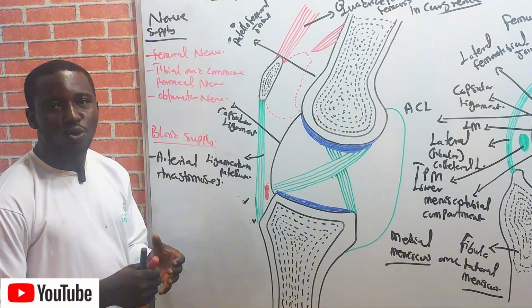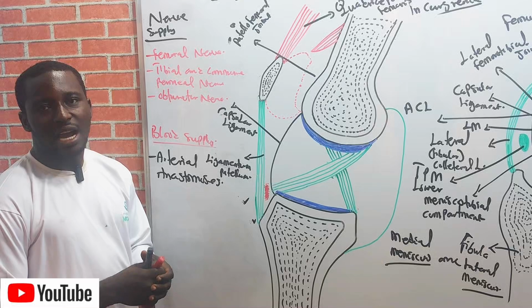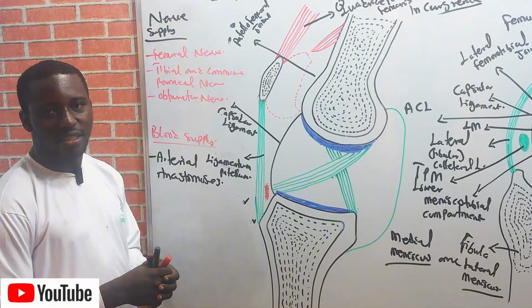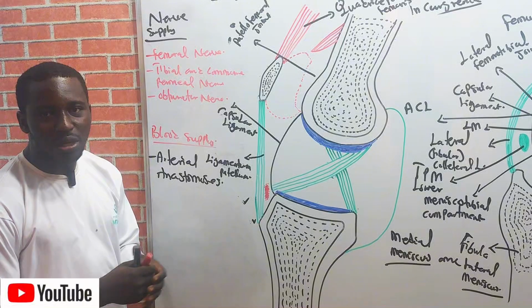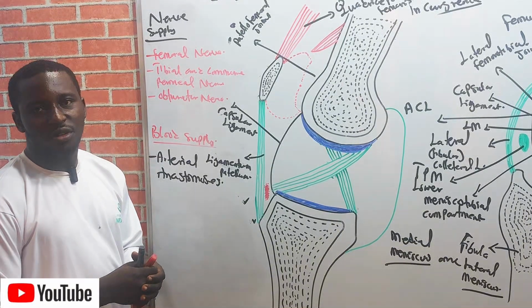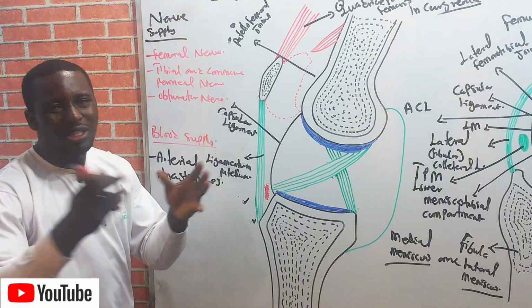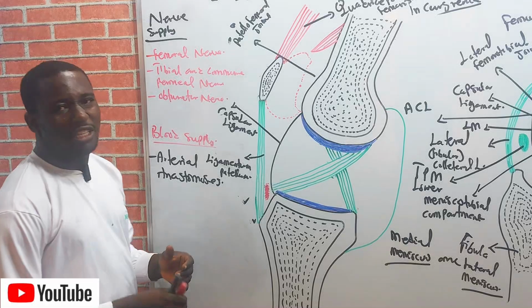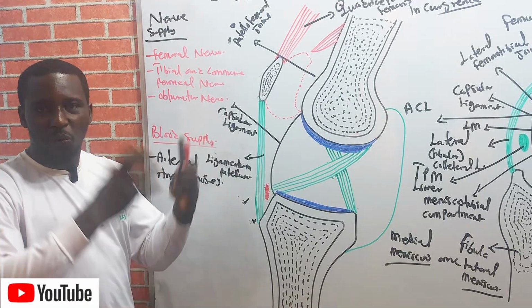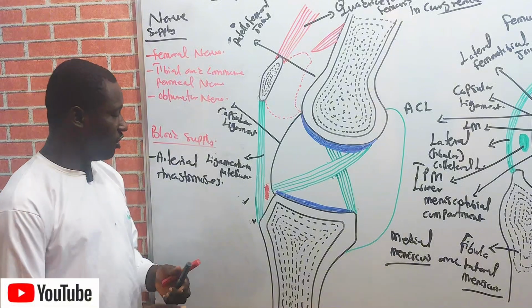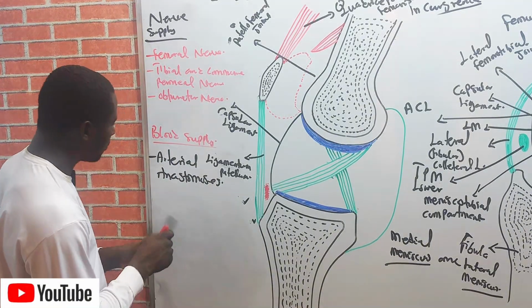We have the two recurrent branches of the anterior tibial artery. We have the circumflex fibular branch of the posterior tibial artery. Those are the arteries that form the genicular anastomosis, which forms the blood supply of the knee joint because they wind around the knee joint.